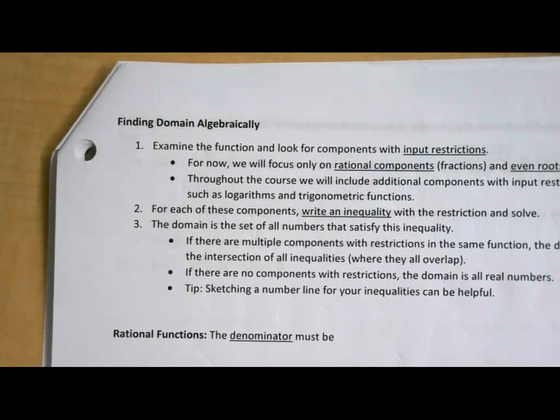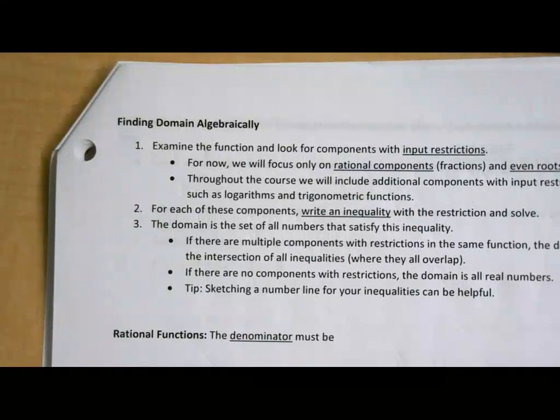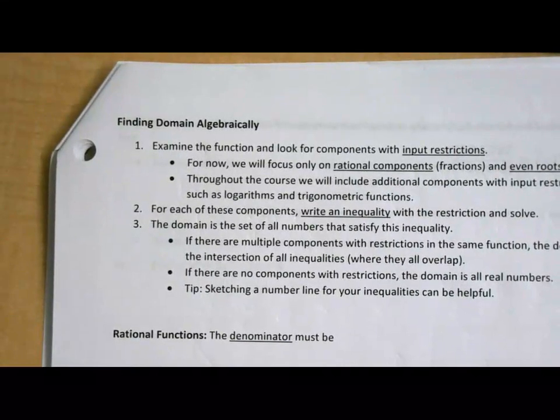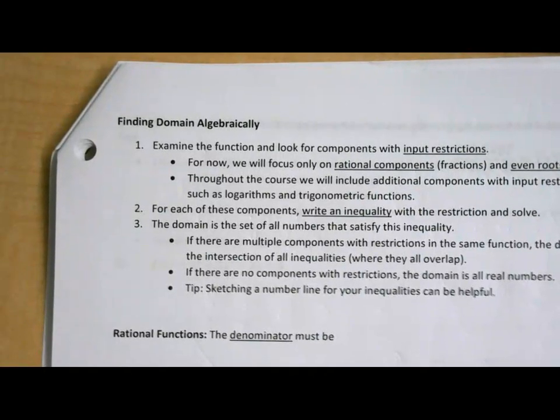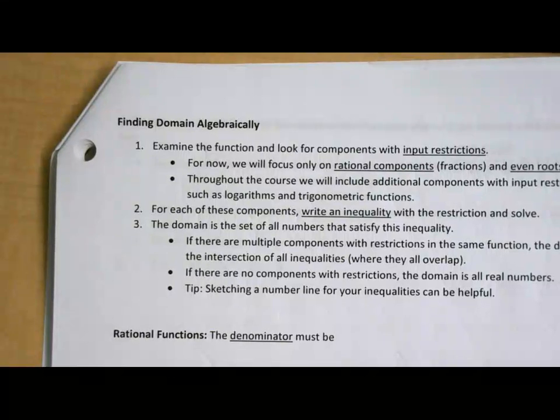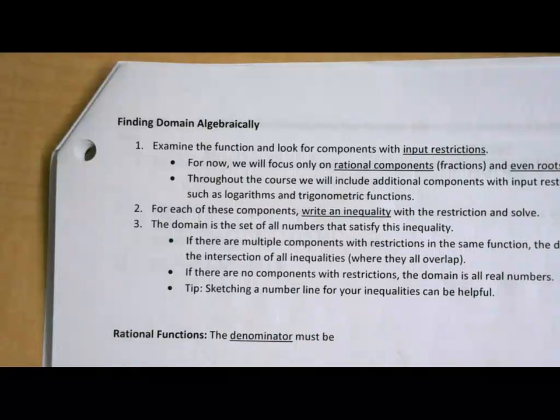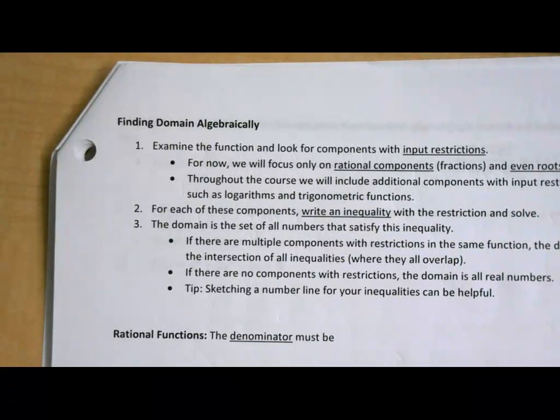We're going to see if we have anything with input restrictions, okay? And these are special components or pieces of functions that could cause problems. And for right now, there's really only 2 that we got to worry about. You guys have learned in algebra that there's a rule about division in algebra. What could screw stuff up if we divide by the wrong thing? What can we not divide by? We can never divide by 0, okay?